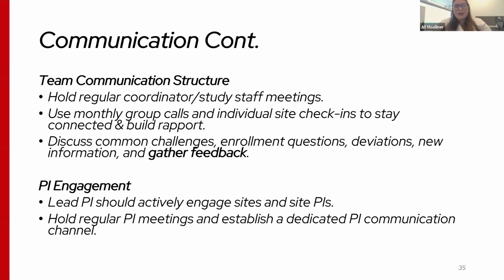And then also I just want to point out that PIs should be actively engaging sites and site PIs. You shouldn't be delegating those meetings to your program managers. PIs really should be engaged. And then you should also be finding a great communication channel for PIs as well, that works for everyone.